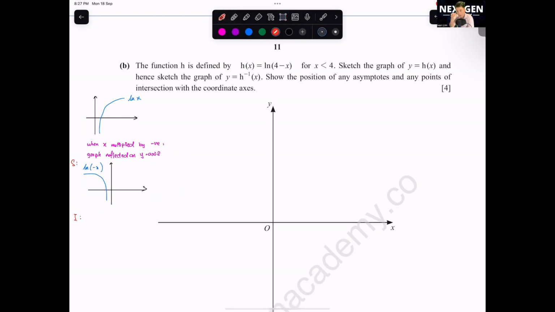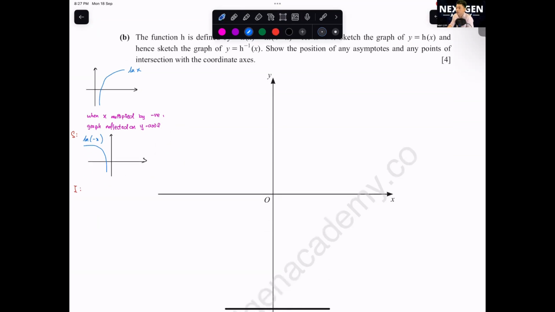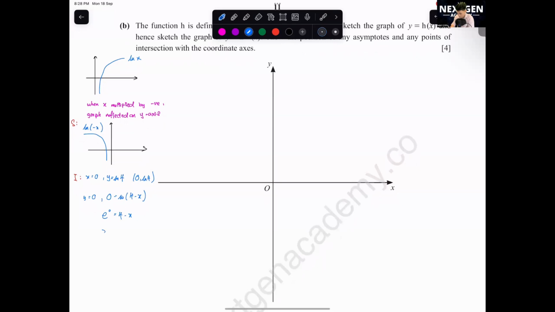We need to find I. I is when x equals to 0 and y equals to 0. Go and solve. When x equals to 0, y equals to ln 4. So here, (0, ln 4). Go and solve for this. When y is equal to 0, 0 equals to ln(4 minus x). Inverse the ln, you'll get e to the power of 0 equals 4 minus x. x will be equal to 3. So I got here (3, 0). So I got (0, ln 4) and (3, 0).